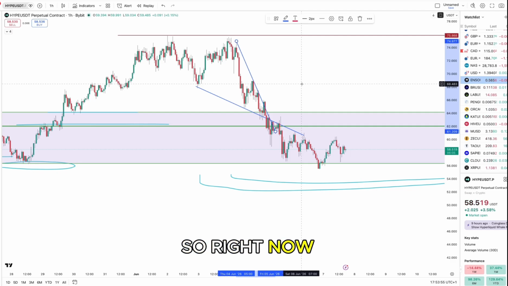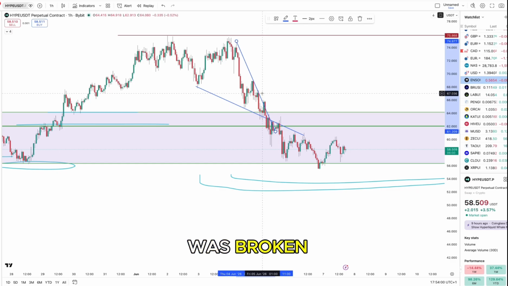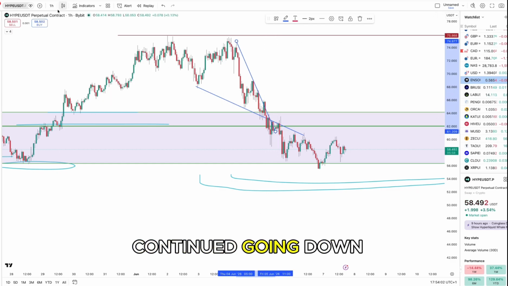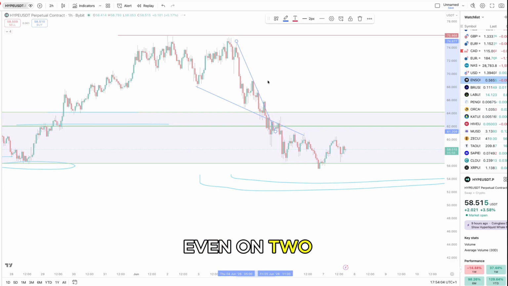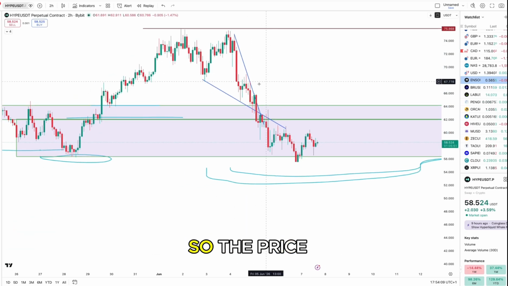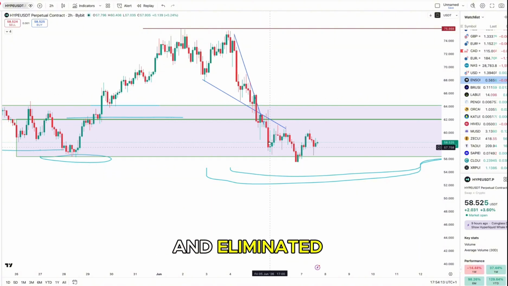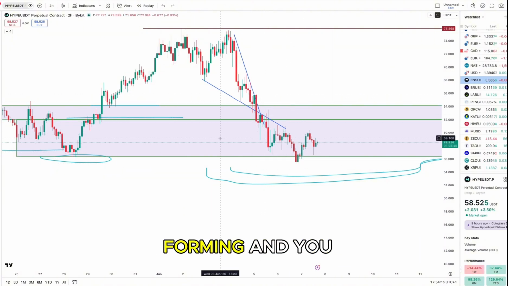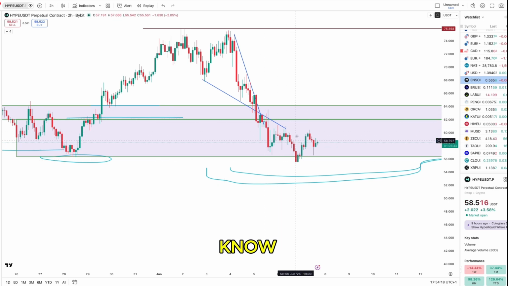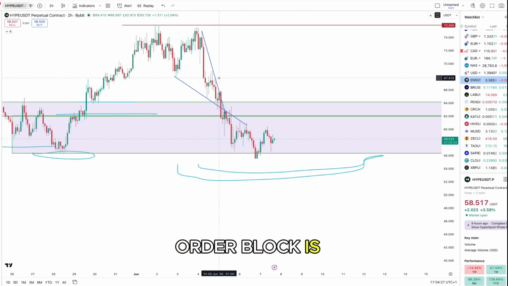So right now, this is not a good wedge because you see that this wedge was broken and the price continued going down. Let's say even on 2 hours that I eliminated this other swing, so it will be clear what I'm saying. So the price got to this place, but the wedge already broke out and eliminated. So a new chart pattern was forming, and you see that there is no good chart pattern that formed before this price got to this place. So it will help you determine if your order block is going to hold or not.